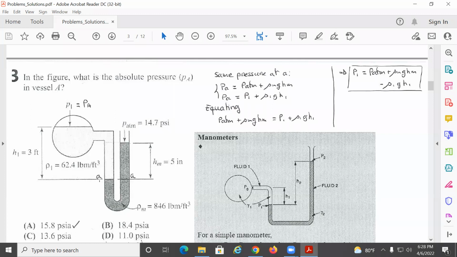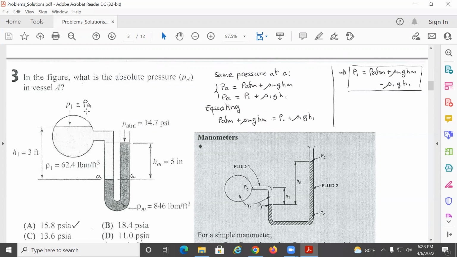The pressure at this point AA is the same. So let's look first on the right-hand side. The pressure here should be equal to what? It's the P atmospheric, this one, plus the height of the fluid. And this one will be the P1 plus the height of the fluid over here. Okay, so basically, if we equate both of them, we get this equation.